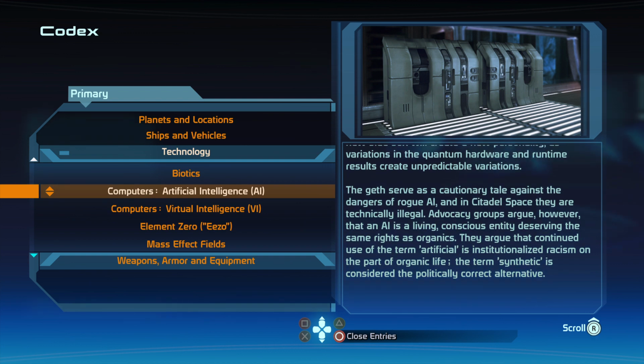The Geth serve as a cautionary tale against the dangers of rogue AI, and in Citadel space they are technically illegal. Advocacy groups argue, however, that an AI is a living, conscious entity, deserving the same rights as organics. They argue that continued use of the term artificial is institutionalized racism on the part of organic life. The term synthetic is considered the politically correct alternative.